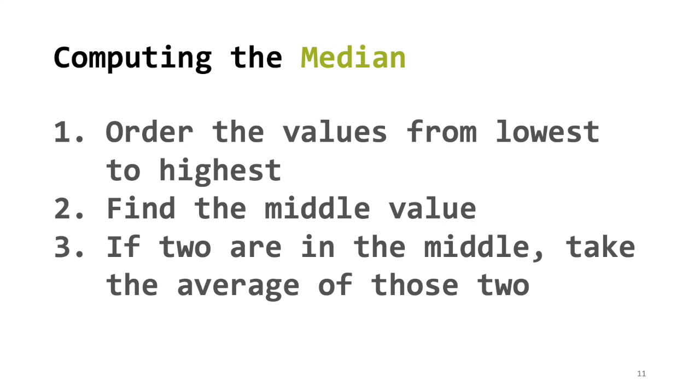So for example, if you have four numbers, we'll just say 1, 2, 3, 4. The two middle values are 2 and 3. Neither of those is more in the middle than the other one. So we would take the average. So the median of 1, 2, 3, and 4 is 2.5. The median of 1, 2, 3 is just 2 because there is an actual middle number there.